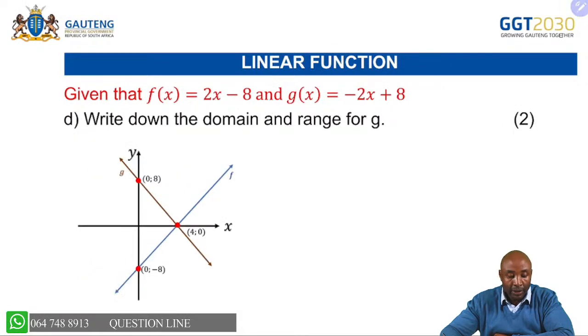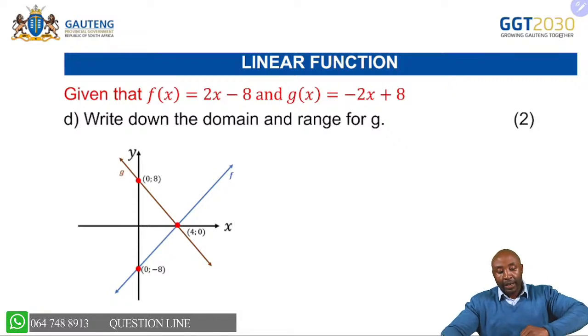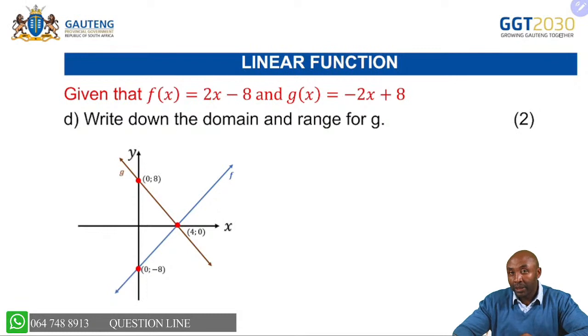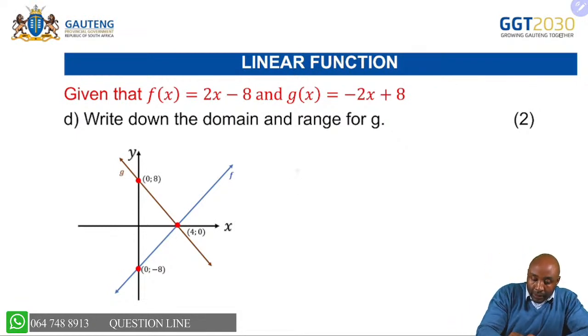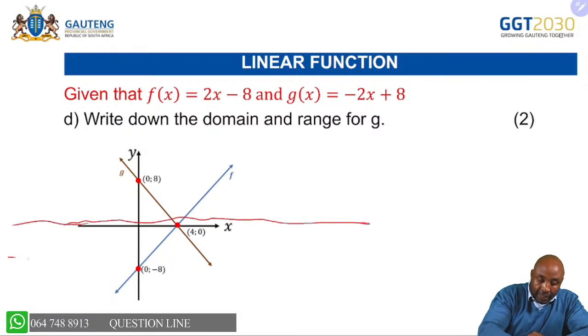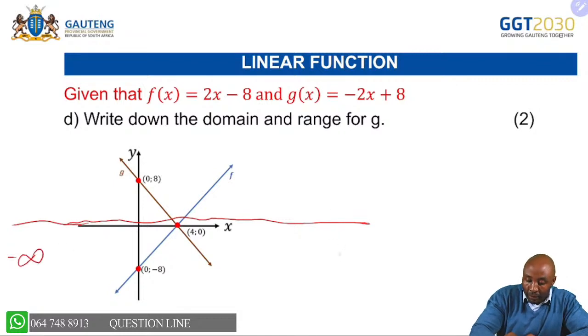We move on to the next one. Write down the domain and the range for the graph of g. Now, if you look at these functions, at the end, I've tailed them with arrows to show that this function increases to infinity or decreases to -infinity. So, remember when you talk of domain, you're talking about the x values. Our x values are down here, the number line. And we know that it starts from -infinity up to +infinity.